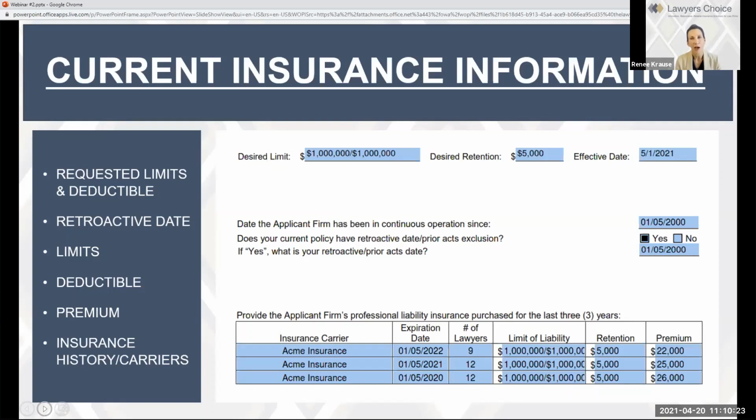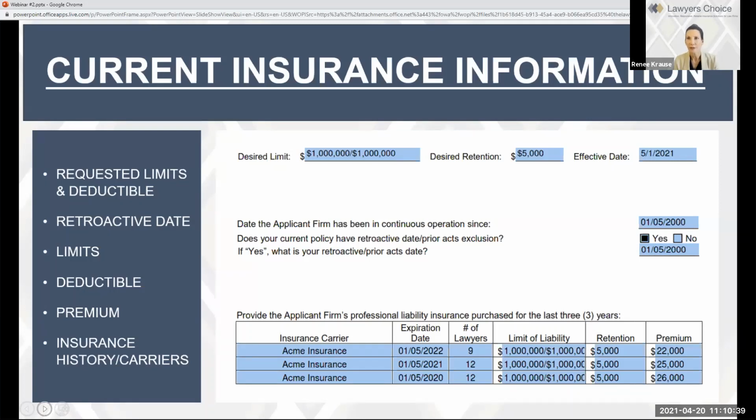They want to know your retroactive date or your prior acts date, so they can make sure to match that on any quotes, so that if you do decide to move to a different carrier, the coverage you have under your current carrier is matched and you don't lose any coverage when you make the move.